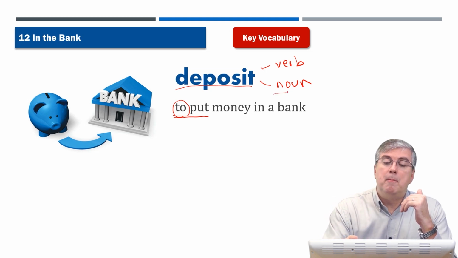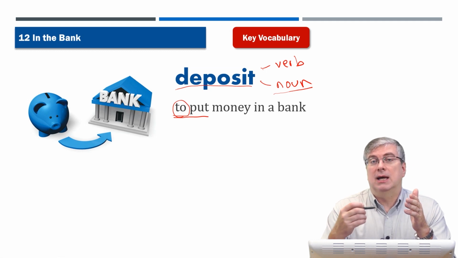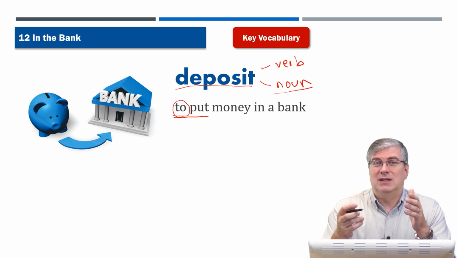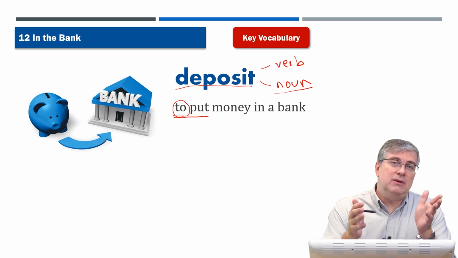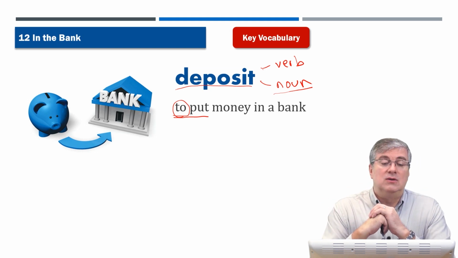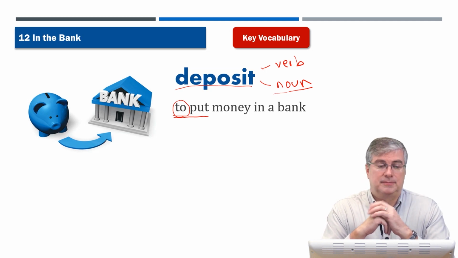You could also make a deposit. In that case, it's a noun. To make a deposit. A deposit is the act of putting money in the bank. That's a noun. So it can be a verb or it can be a noun. To deposit money in a bank or to make a deposit. Okay.